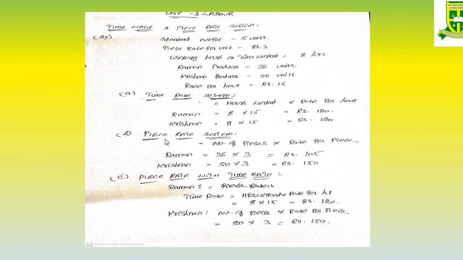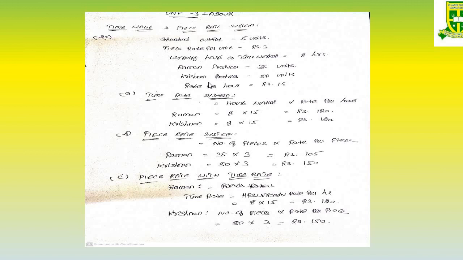Next, the piece rate system is according to the number of pieces produced by the employee. So it will be different according to the production made by each employee. How much is Raman producing? 35. Krishnan is producing 50. The rate per piece is given in the question, so there is no need to use a particular formula. So how much is it? 3.